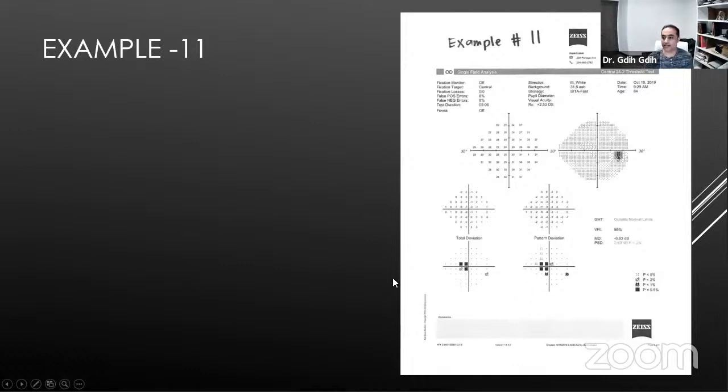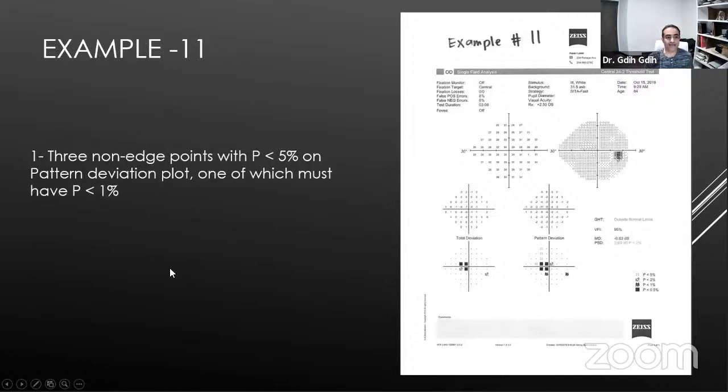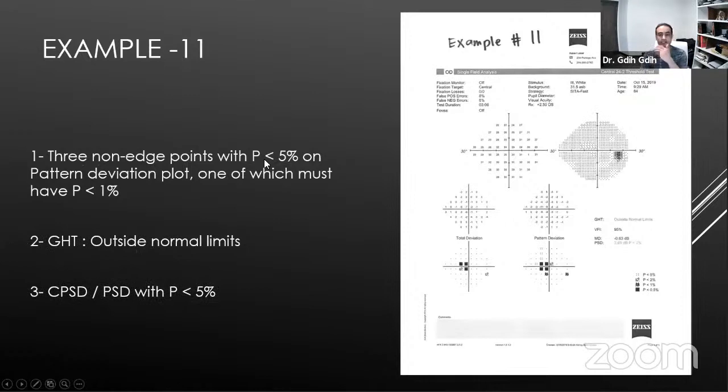Okay, let's look at this one. Do we have 3 points? Let's count them. We have 1, 2, 3, 4, 5, 6, 7. And yes, it does fit the criteria. GHT outside normal limits. CPSD or PSD less than 5%. Yes, so we have them.